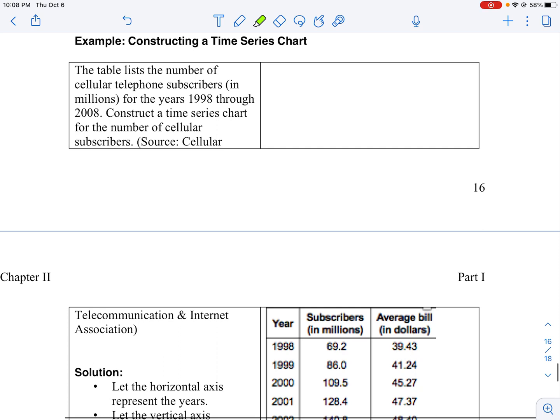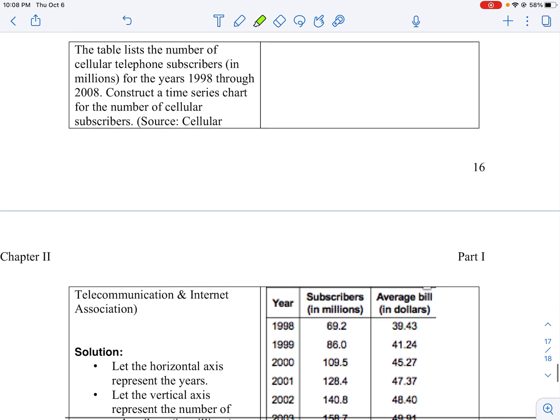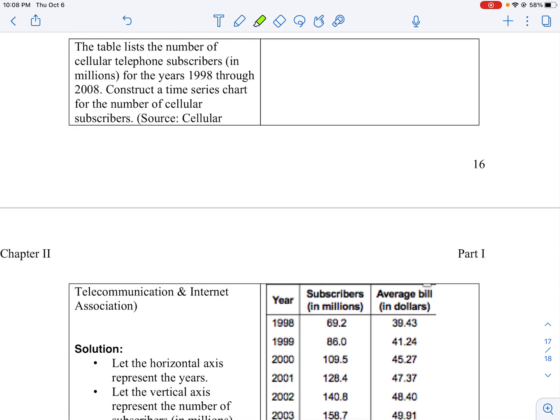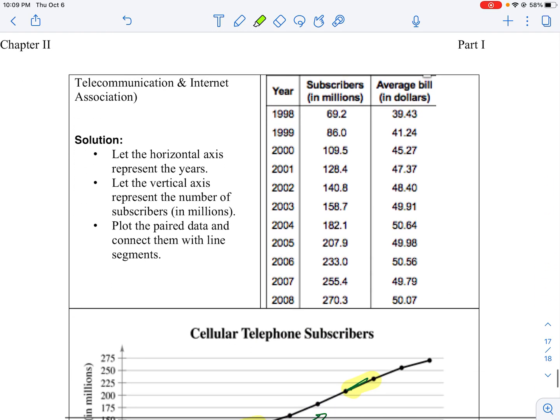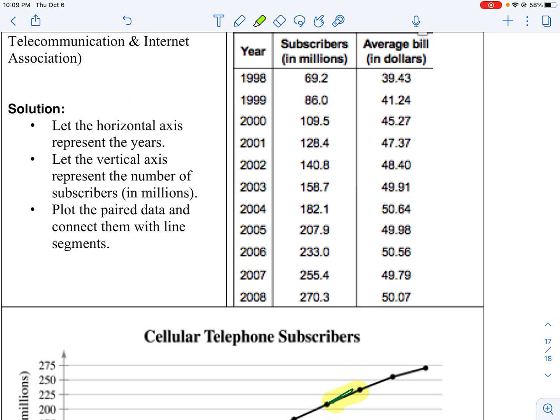Here, for example, you have a table that lists the number of cellular telephone subscribers from the years of 1998 all the way to 2008. It says construct a time series for the number of cellular subscribers. So here we go. We have the number of subscribers. Now, they added also the average bill, but we are not interested. Not that it's of no interest, but in this exercise, they're not asking you to use it.